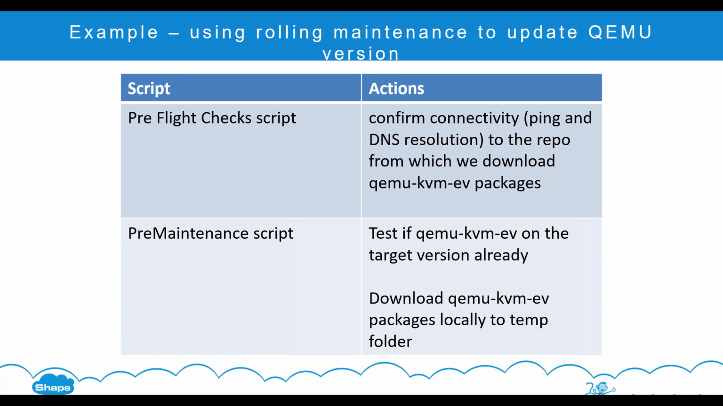So the pre-flights check, checking the connectivity to the repo to make sure that they can all get to that before we start, that sort of thing. You obviously do other things. Once that's passed, pre-maintenance per host, we might do a test to check if that host is already at the target version and return an error for that host if that is the case. What happens after that error then depends on whether you're forcing it or not. And again, at pre-maintenance, you might want to download the packages, the binaries locally to get them into some sort of temp folder or something.